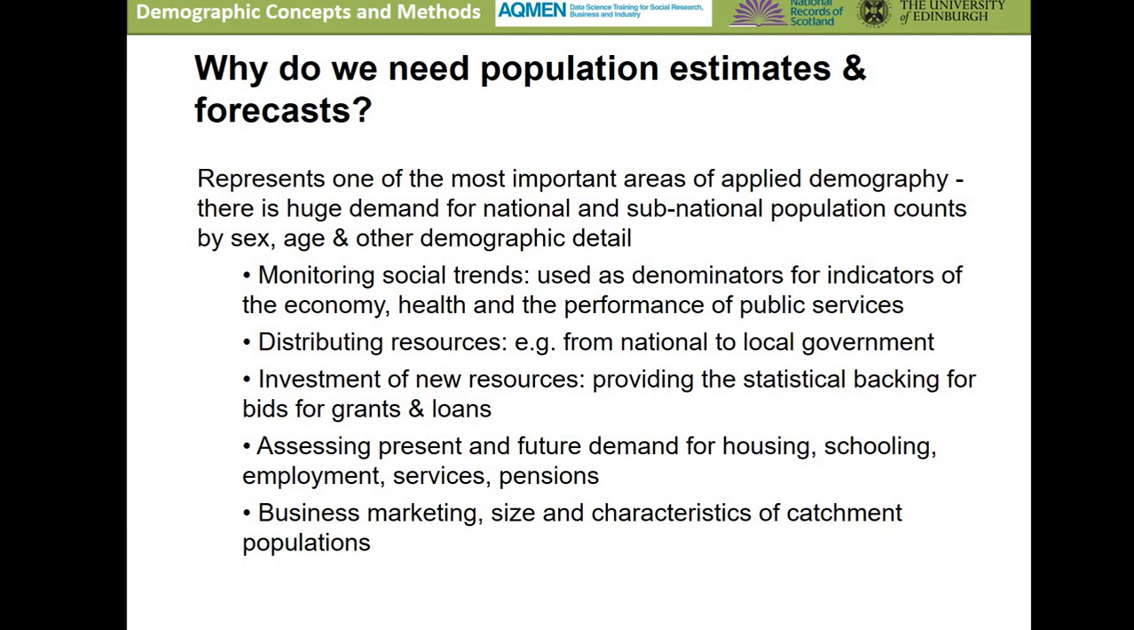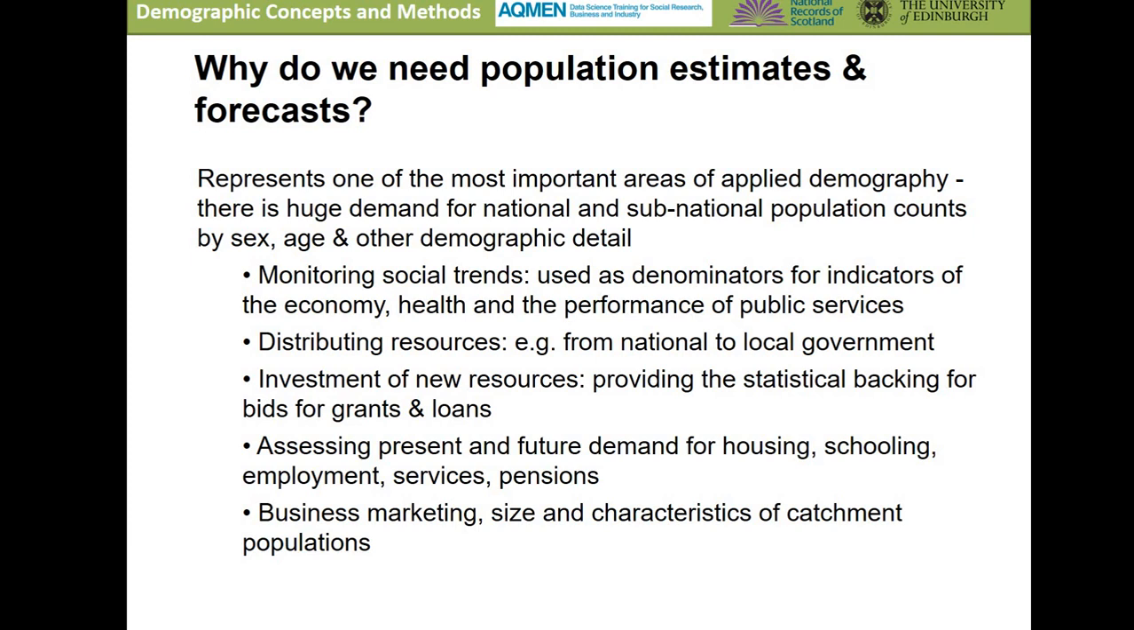So I talked about the importance of population estimates and forecasts. This is one of the most important areas of applied demography, and there's a real large demand for both national and subnational population counts by age, sex and other demographic details. So this might be used for monitoring social trends. So if we're interested in how unemployment is changing over time, or how indicators of health are changing over time, we typically need a population denominator capturing the population at risk of those particular events in order to see how rates of employment and so on change over time.